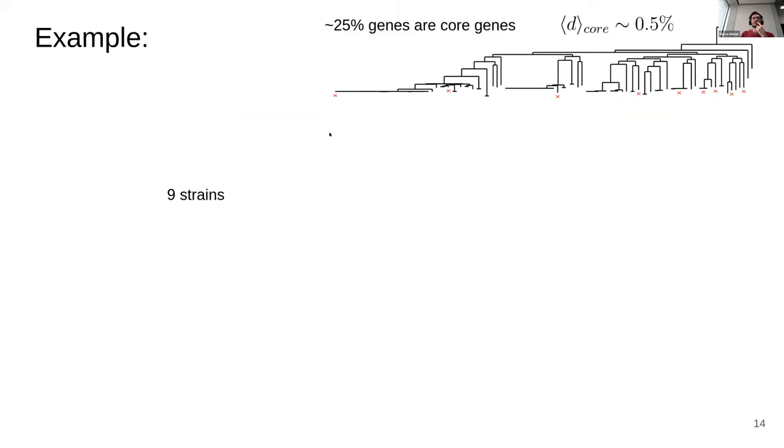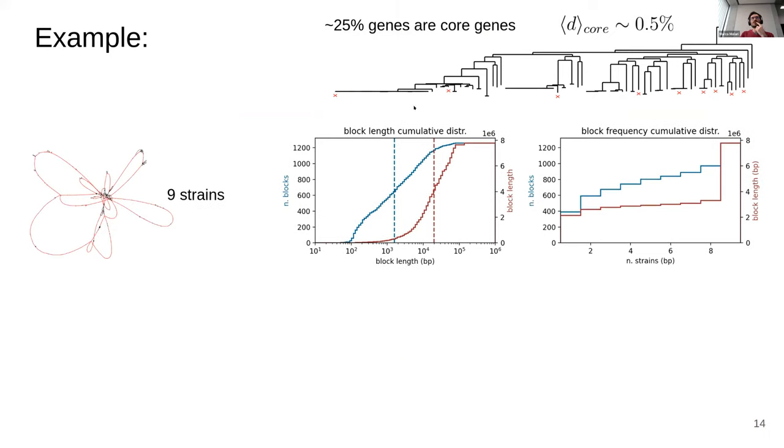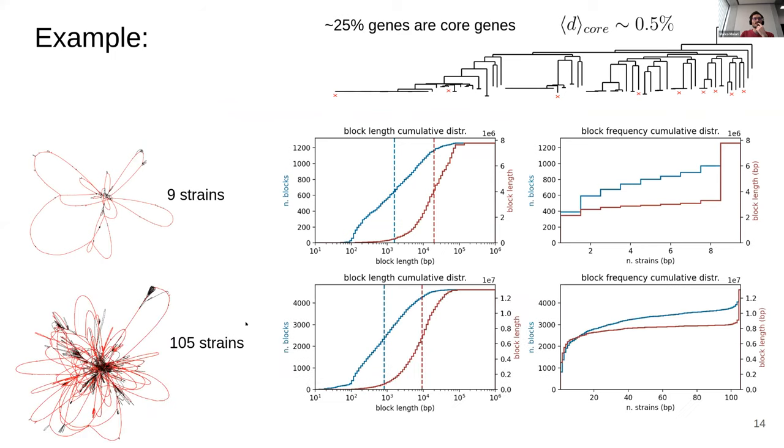And I can also ask what happens if, instead of these 9 strains, I take all of the 105 strains in this tree. In this case, the graph looks much more messy because obviously it's more fragmented. But if I look at the distribution of block length and block frequency, it still shows very good properties. Again, most of the sequence is in blocks that are around 10 kilobase pairs long. So the number of strains has been multiplied by 10, but the average length of blocks, if weighted by length, has been basically divided by 2. And I see this very common pattern of bimodal frequency of blocks. They're either very common core, or they're very rare, present in very few strains.